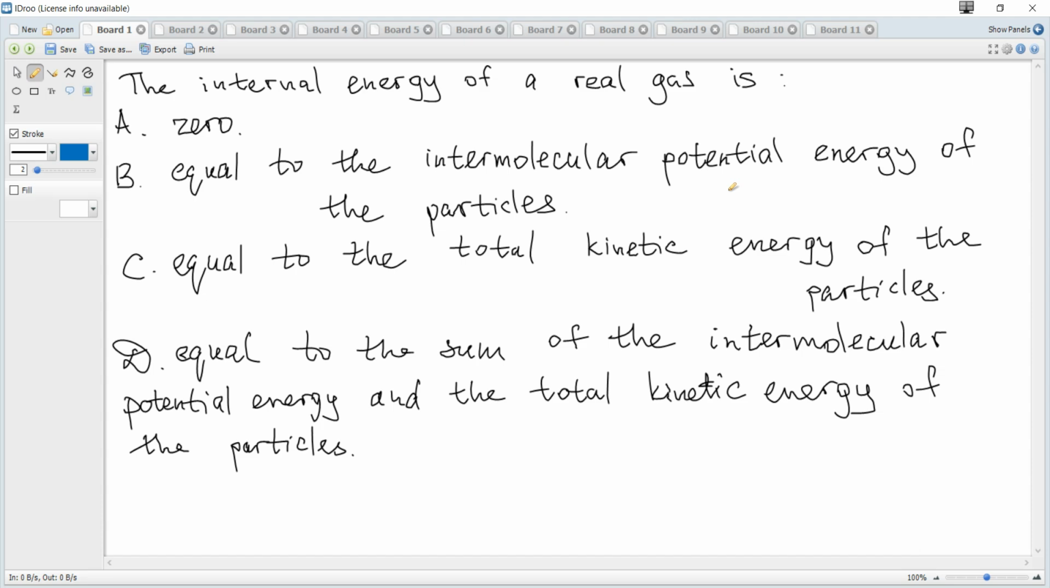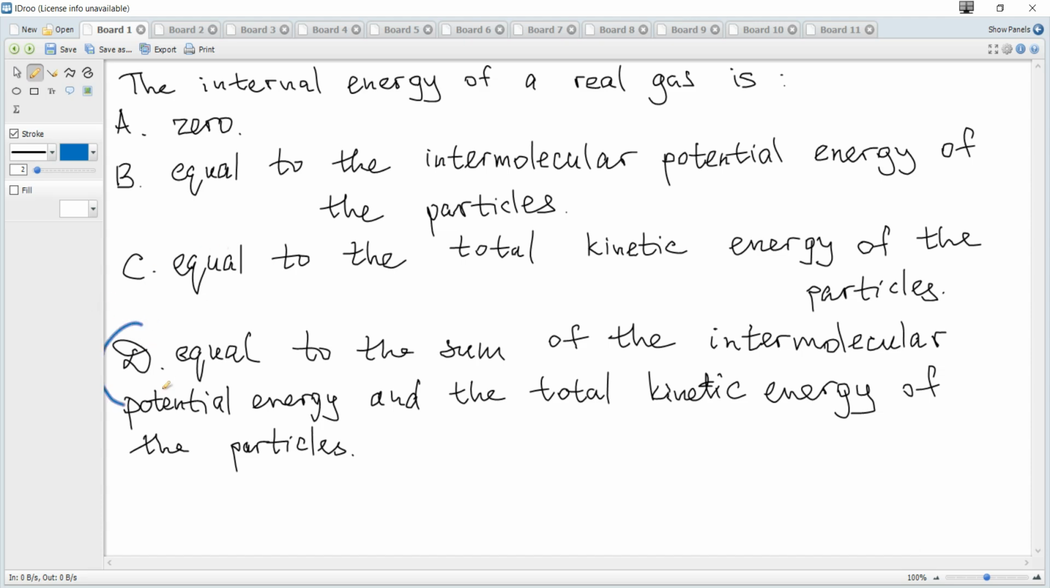The internal energy of a real gas is... So it's about a real gas, not an ideal gas. So for a real gas, the internal energy, also called the total energy, is equal to the sum of the intermolecular potential energy, which arises from the forces between particles, and the total random kinetic energy of the particles, which arises from their random motion.